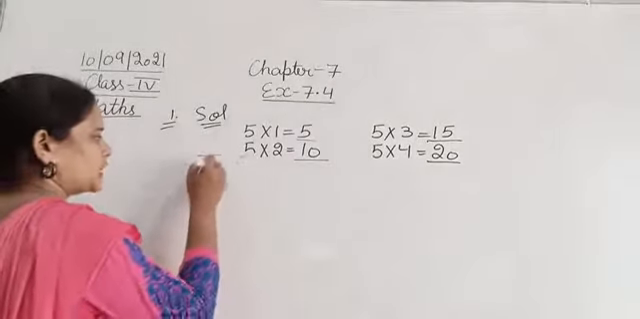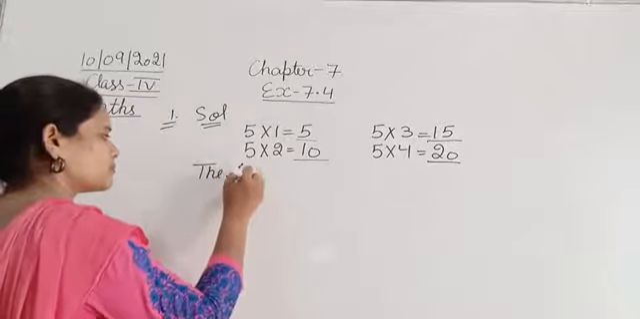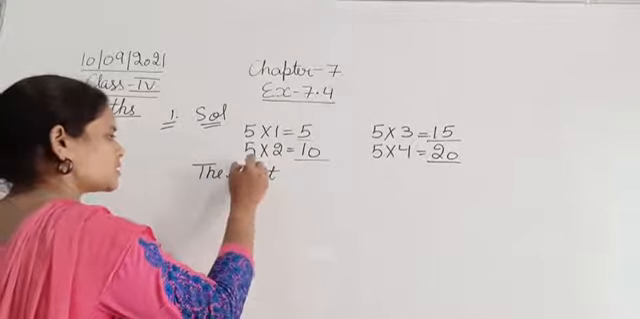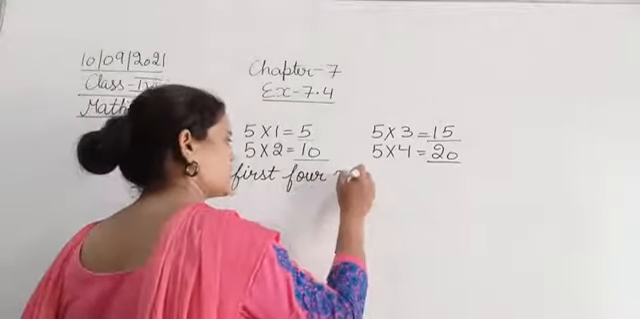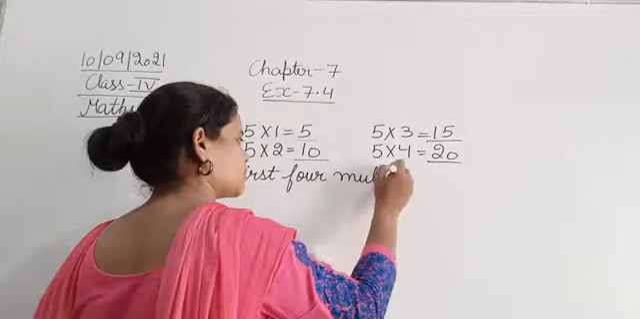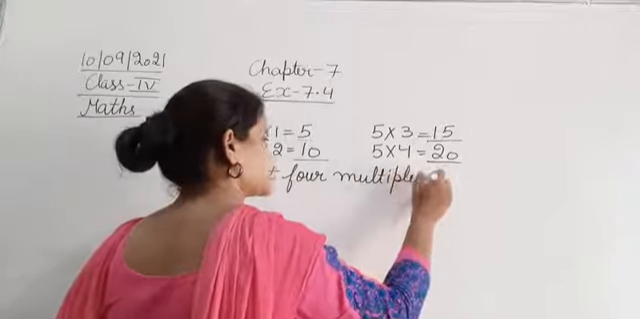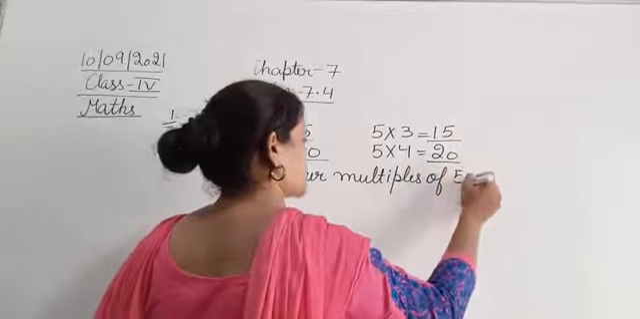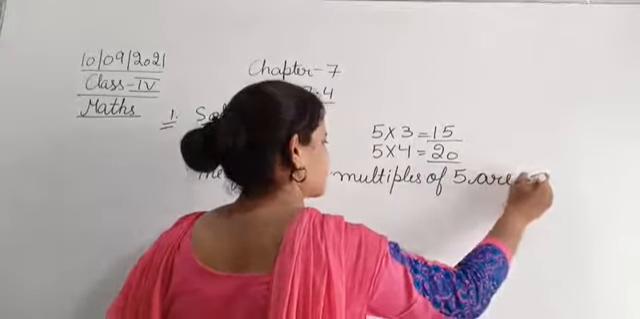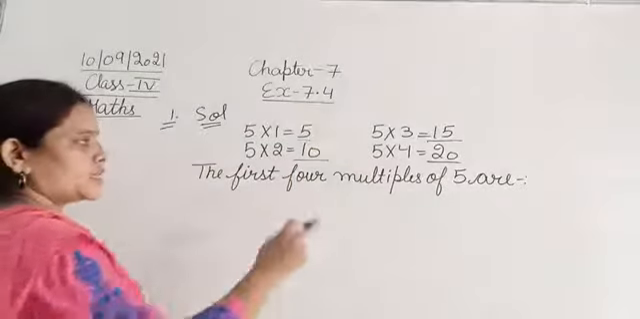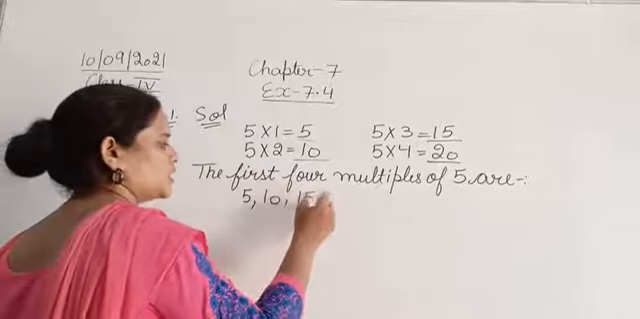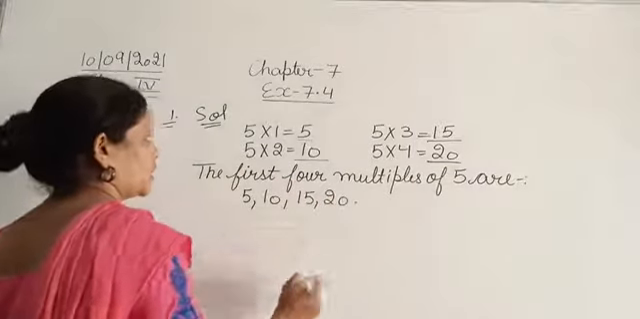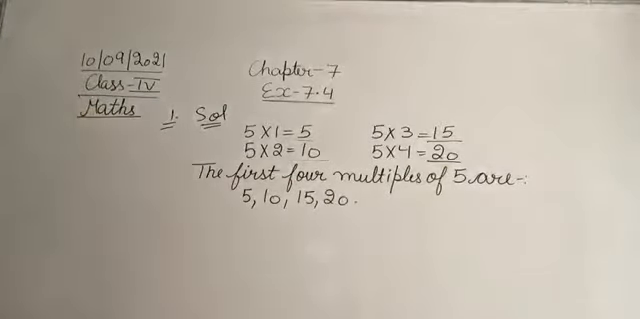Write it: the first four multiples of 5 are 5, 10, 15 and 20. So the first four multiples of 5 are 5, 10, 15 and 20.